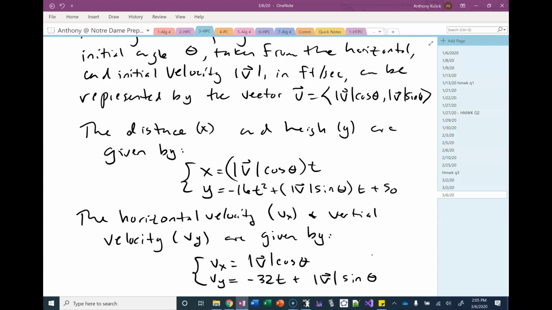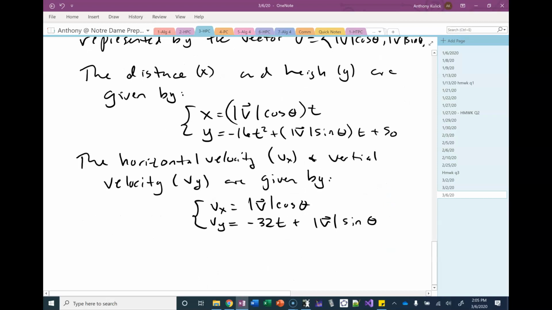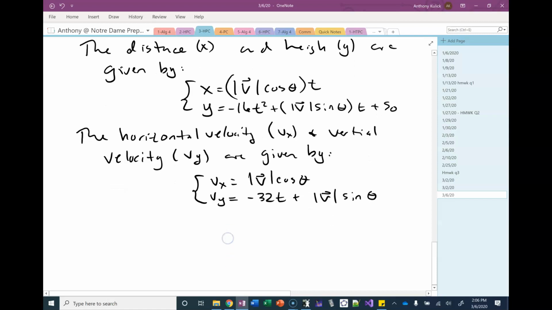The horizontal velocity v sub x and vertical velocity v sub y in feet per second are given by the parametric function v sub x equals magnitude of v times cosine theta, and v sub y equals negative 32t plus the magnitude of v times sine theta. So we can use these new equations to deal with some more classical projectile motion that are not just straight up and down.